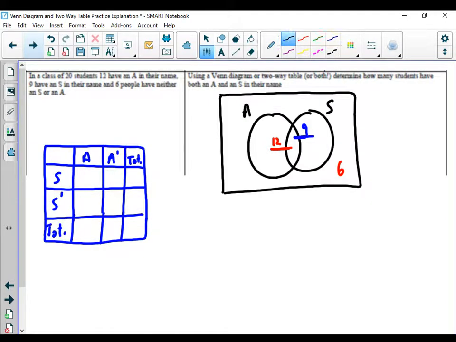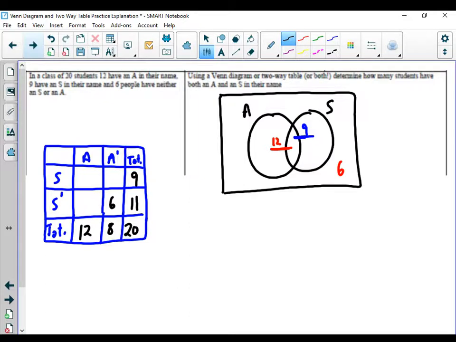All right, let's see what we can pull off here. I've got 20 students in the class. I have 12 with A in their name, which means I have 8 that do not have A. I've got 9 that have S in their name, which means I have 11 that do not have S. And I have 6 that have neither, so that would be a not A and a not S. Let's see how that helps me.